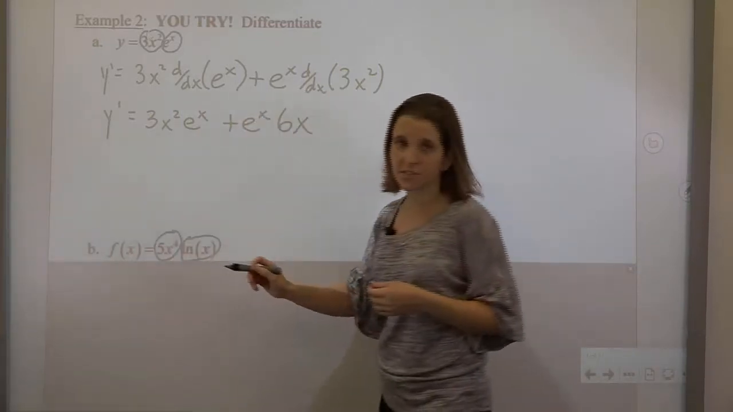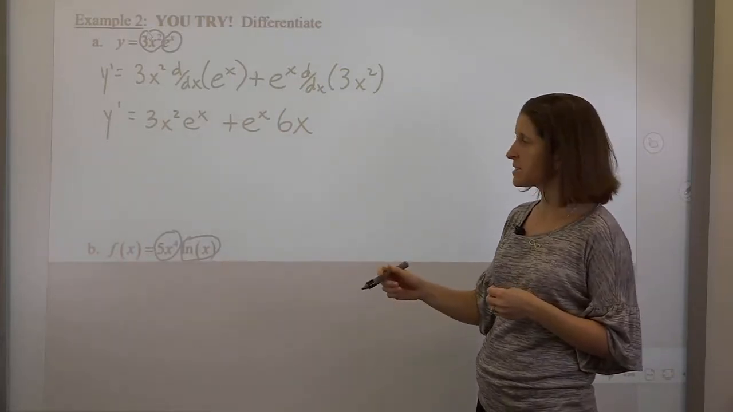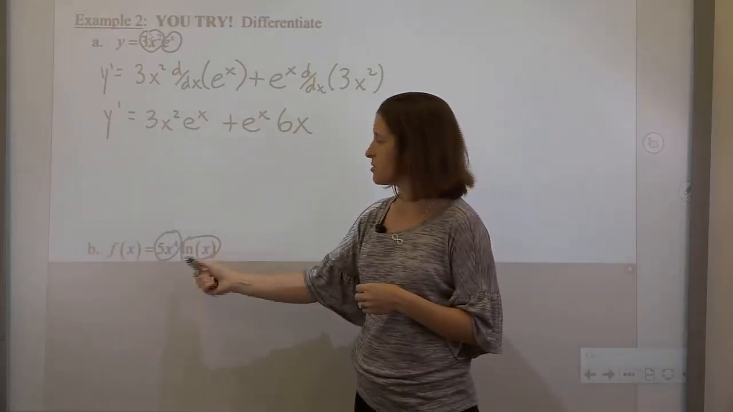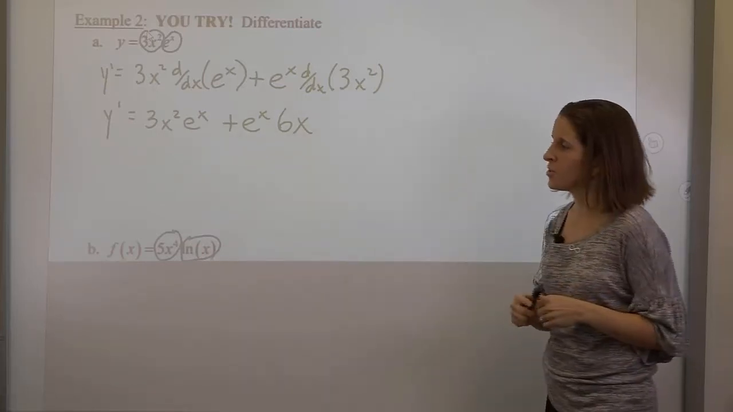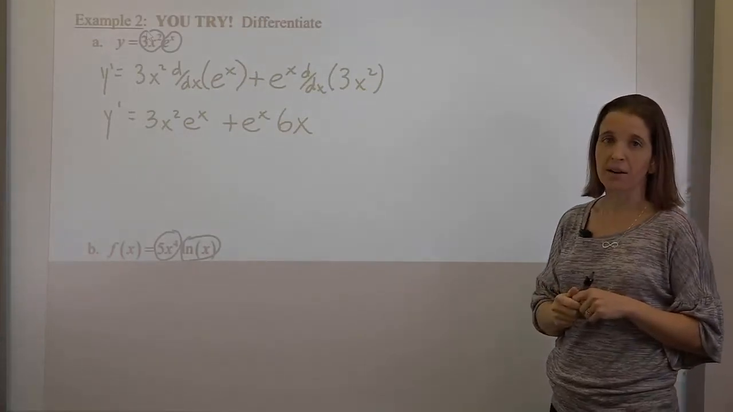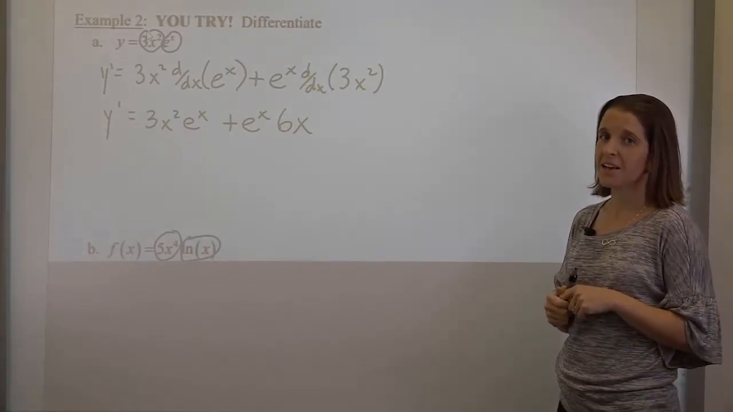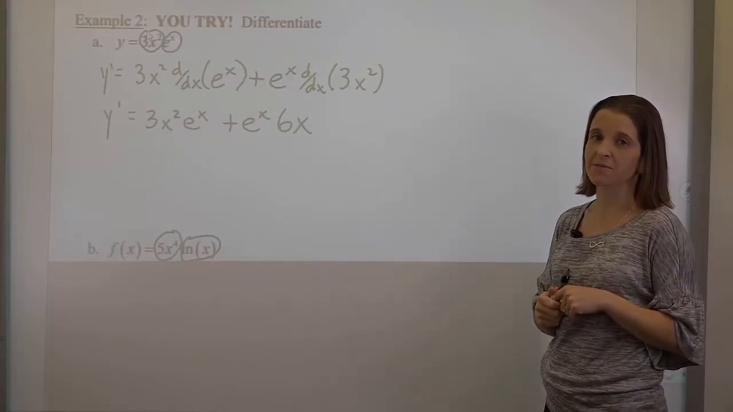I have 5x to the fourth times ln of x. Those are two functions of x. I cannot just take the derivative of each and multiply them together. We didn't do a proof, but we did a little example to show you that that would not work. So take a minute and try the product rule with this, saying that chant, first times derivative of the second plus second times derivative of the first.